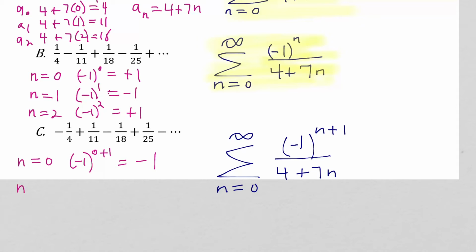So that worked. If n is equal to 1, we've got negative 1 to the 1 plus 1, which is negative 1 squared, which is positive 1. So that worked. And we could try one more. When n is equal to 2, we've got negative 1 to the 2 plus 1, which is negative 1 cubed, which is equal to negative 1. So we can see that the sign will start at negative 1, then go positive, negative, positive, negative. So that's how we achieve that, by taking negative 1 to the n plus 1 power.